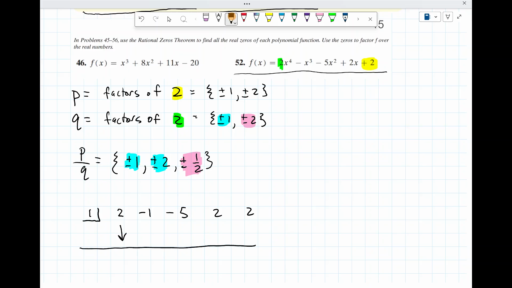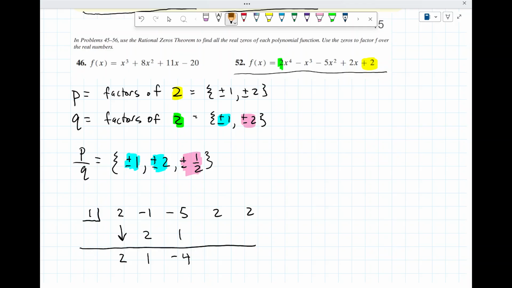Bring down the 2. 1 times 2 is 2. And now I add these two. Negative 1 plus 2 is just 1. 1 times 1 is... I'm sorry, 1 times 1 is 1. And then I do negative 5 plus 1, which is negative 4.